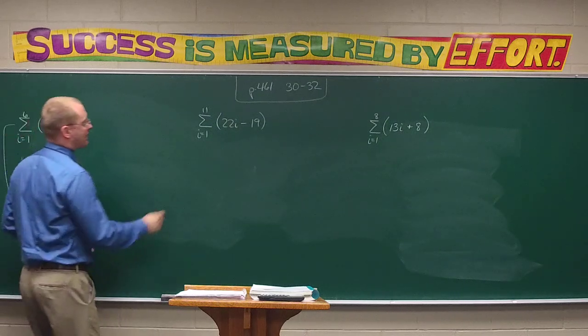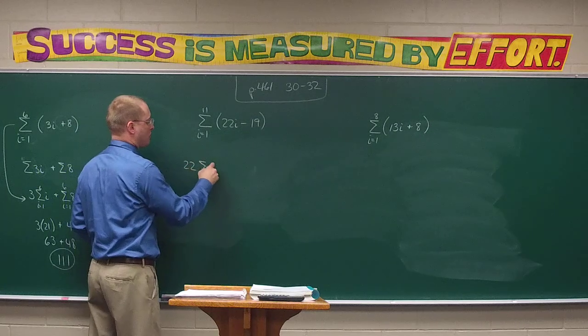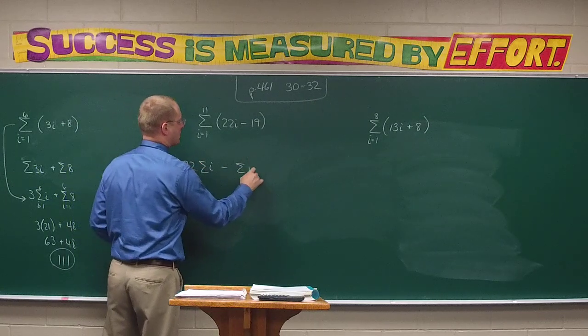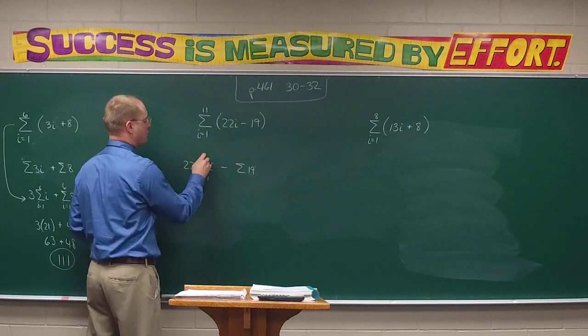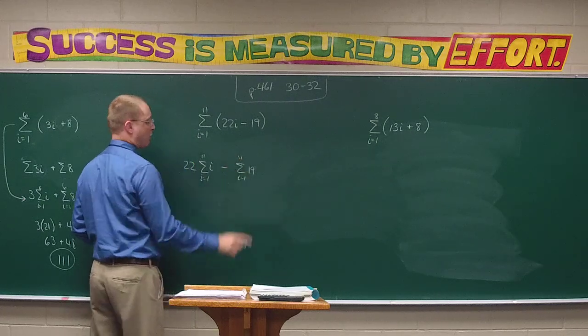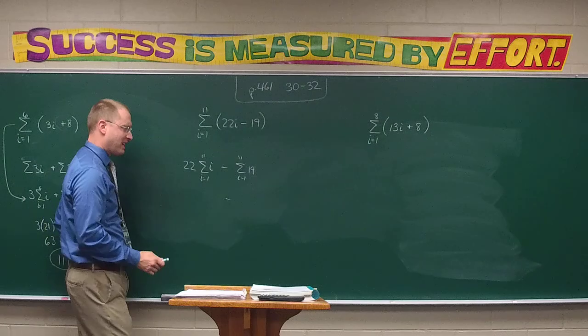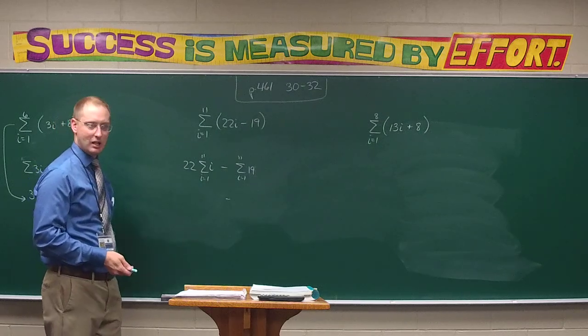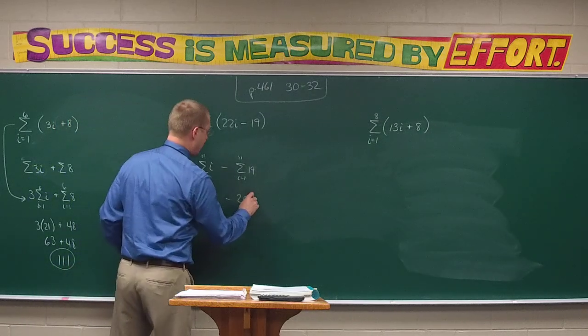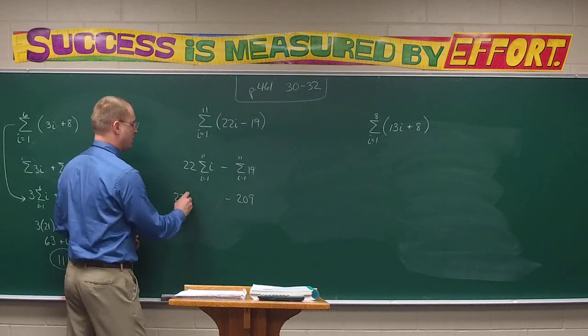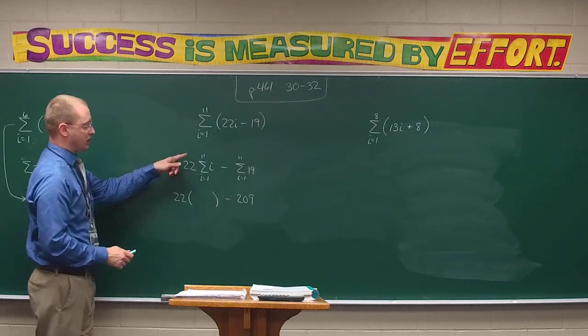So on the next one, again, we can go straight to the 22 times the series of i minus the series of 19, going from 1 to 11 in both cases. I'm going to start with the constant series here because it's just c times n. What do we get? 11 times 19, class? 209. And then here we're going to take 22 times whatever we evaluate the series to be.